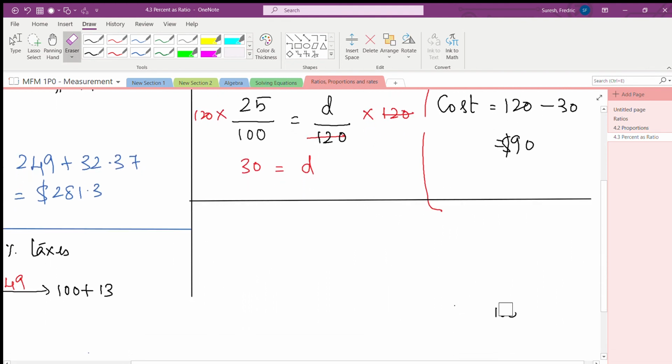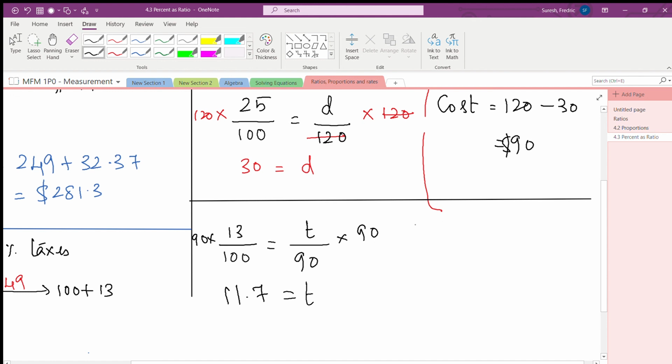We do the calculation just like before. Taxes is 13%, so 13 out of 100. Notice that I'm using method 1 from the previous problem. So out of $90, how much taxes will we pay? To calculate this, we have to multiply both sides by 90. So that would be 90 times 13 divided by 100. I'm getting $11.70. This is the taxes.